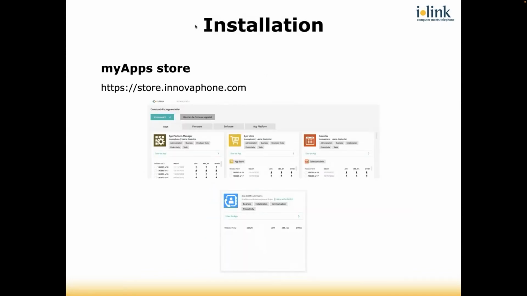What you need to have for installation: there will be an application in the myApps store, and it will say ilink CRM extensions. This is an application that needs to be installed as a myApps app. Once this is installed, you also have more details on how to configure the CRM applications. This is the piece for the server side.